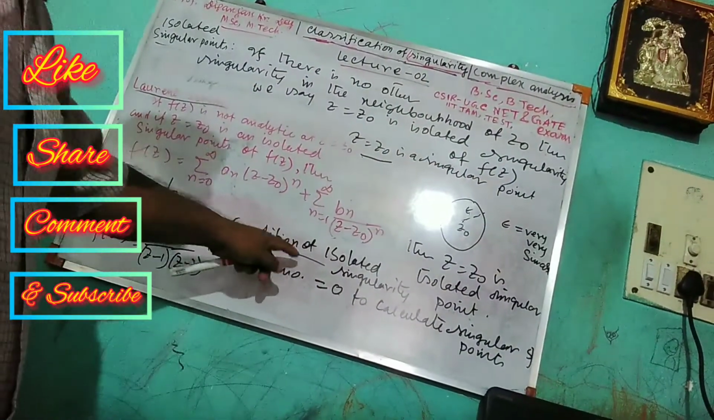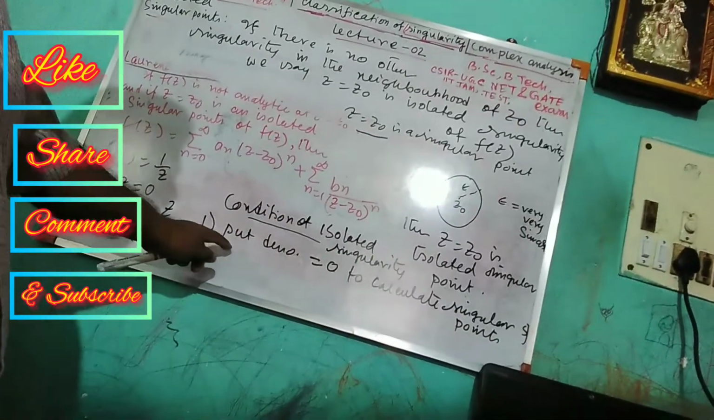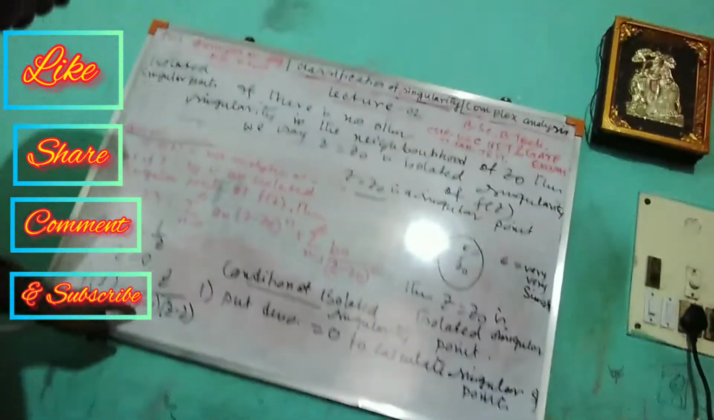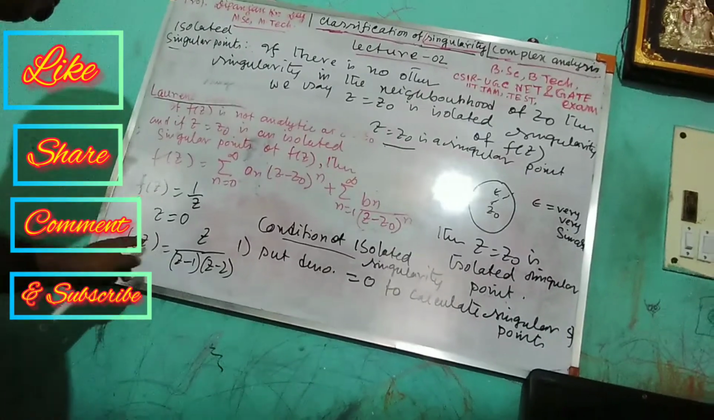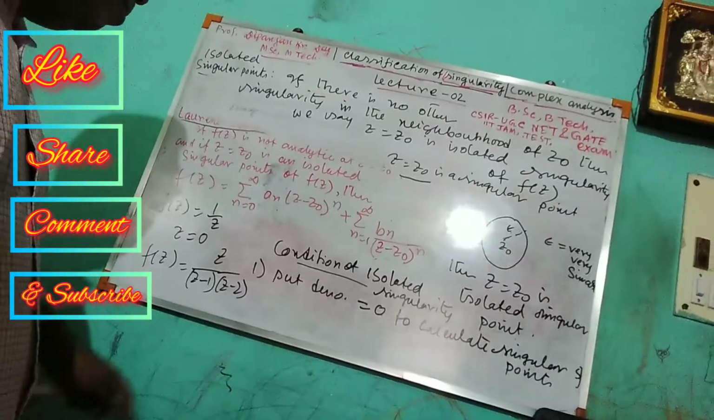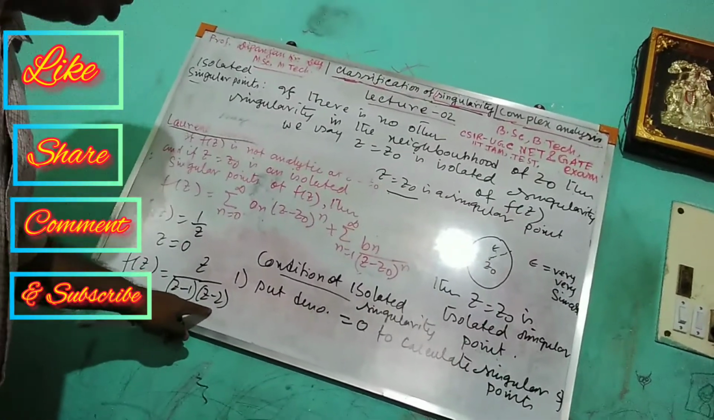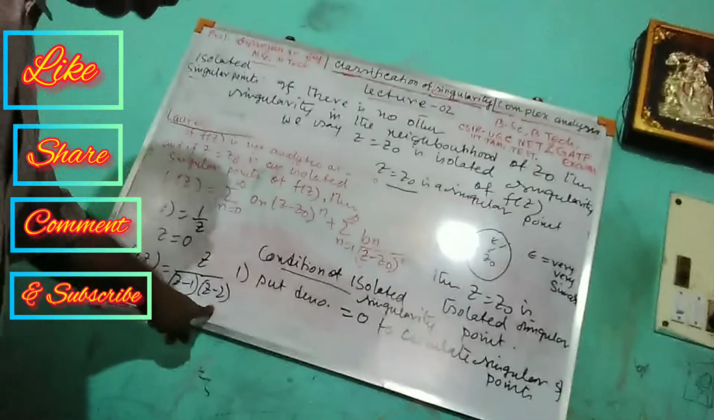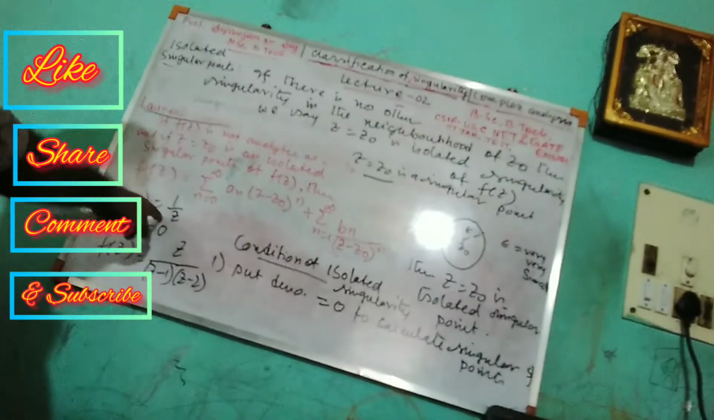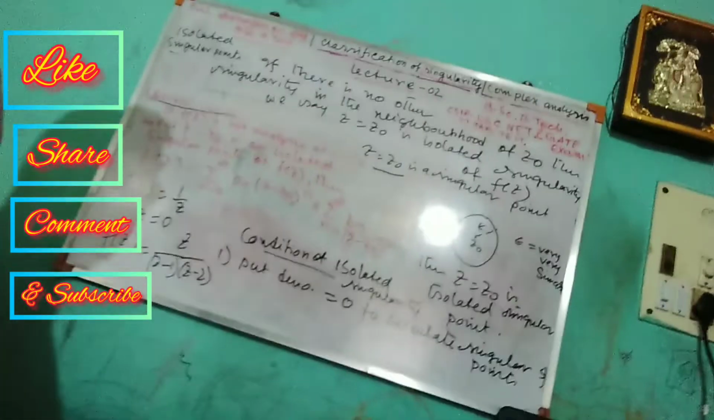To get isolated singularity, put the denominator part equal to 0. If we put the denominator 0, then f(z) is not defined. That means in this function z equal to 1 and z equal to 2 are the two singular points. In the earlier example z equal to 0 is a singular point. These are isolated singular points.